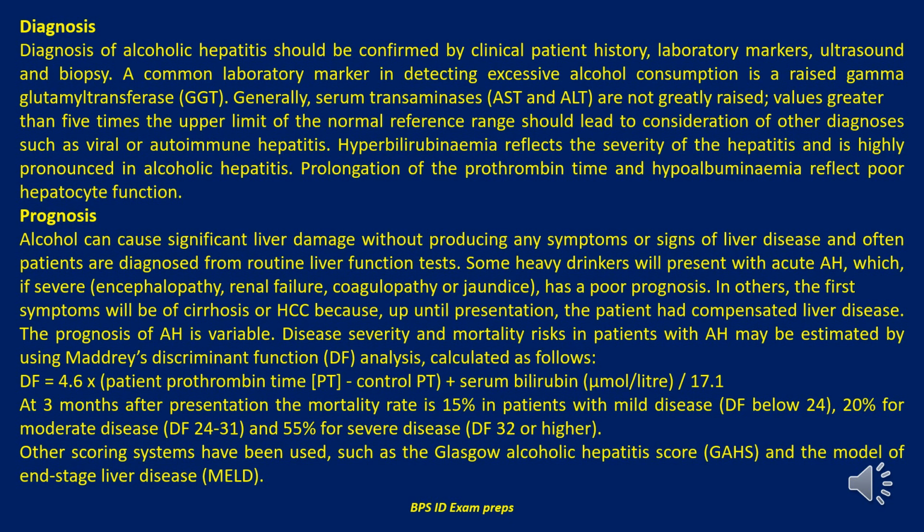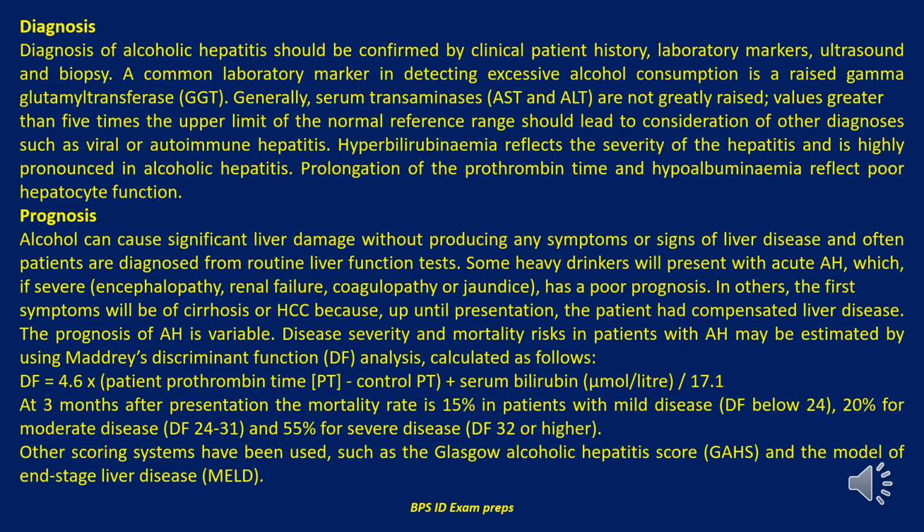Regarding its prognosis, alcohol can cause significant liver damage without producing any symptoms or signs of liver disease, and often patients are diagnosed from routine liver function tests. Some heavy drinkers will present with acute alcoholic hepatitis, which, if severe, with encephalopathy, renal failure, coagulopathy or jaundice, has a poor prognosis. In others, the first symptoms will be of cirrhosis or hepatocellular carcinoma because, up until presentation, the patient had compensated liver disease. The prognosis of alcoholic hepatitis is variable.